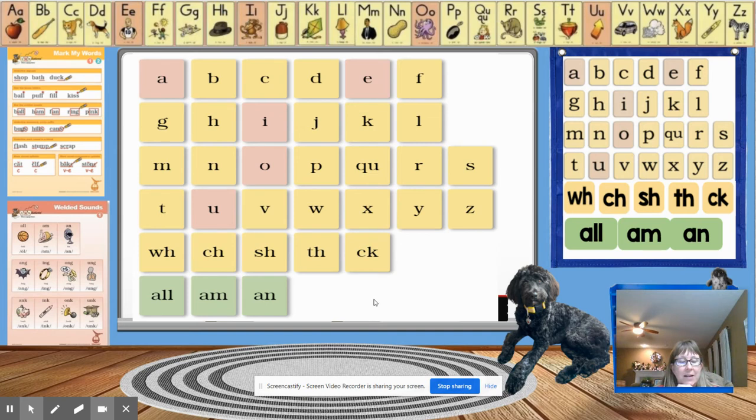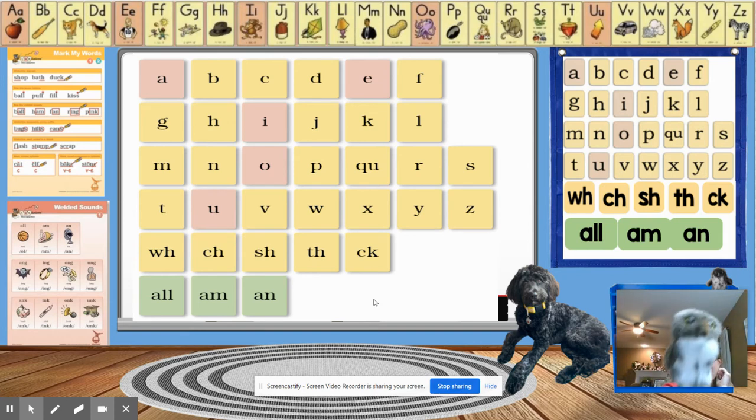The last sound, oh, sorry, I have two more. The next sound is X. Everybody say X. Point to the letter or letters that make the K, X sound. Who can tell me what we should be pointing to? That's right, the X.